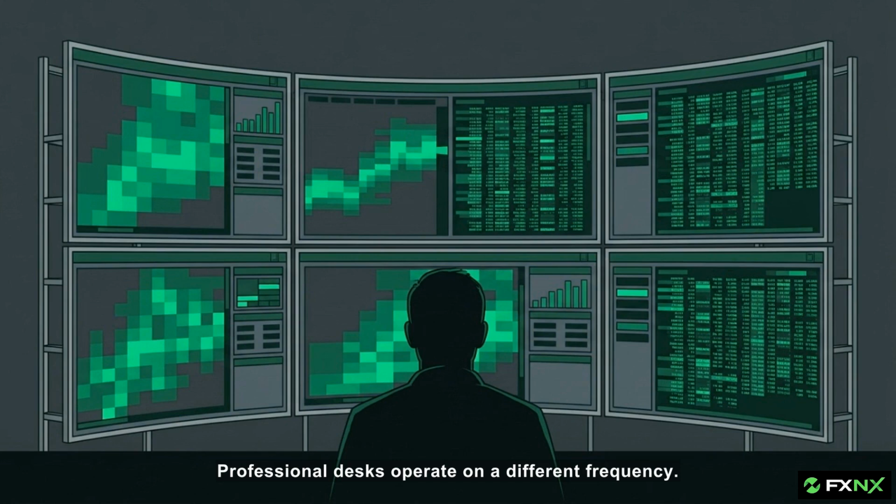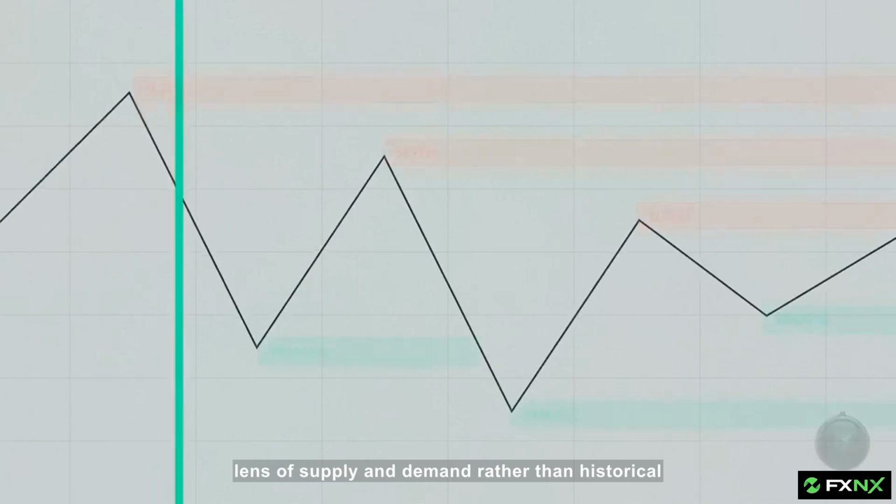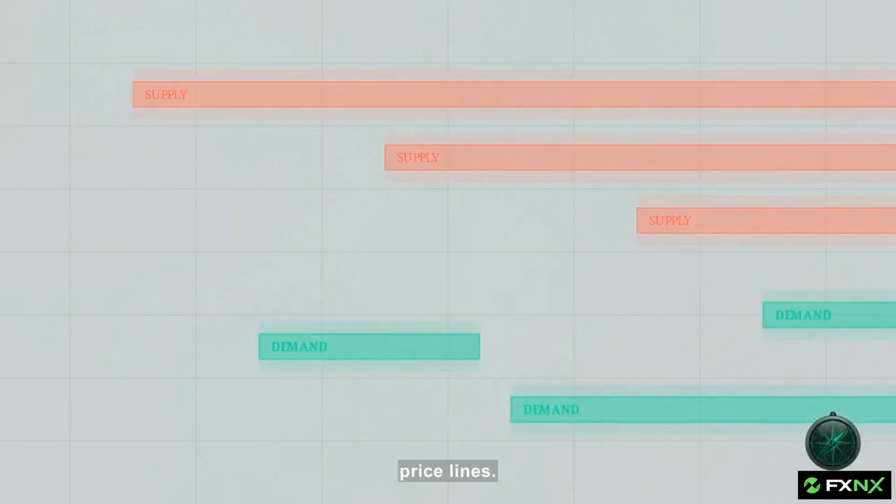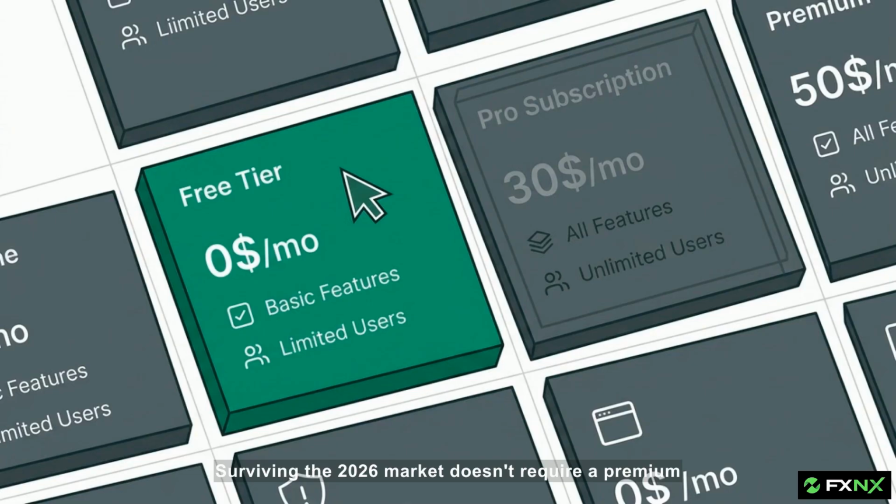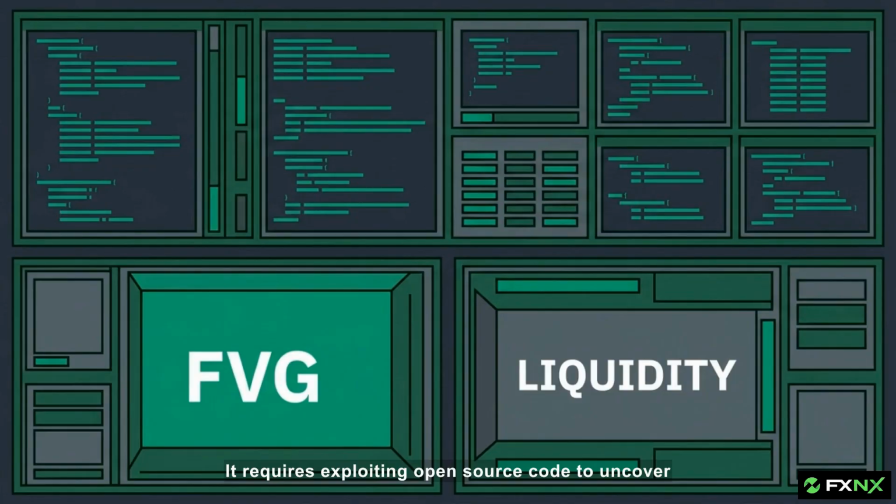Professional desks operate on a different frequency. They map high-velocity order flow and target active liquidity pools, viewing the market through the lens of supply and demand rather than historical price lines. Surviving the 2026 market doesn't require a premium software subscription. It requires exploiting open-source code to uncover the same market structure data used by institutional traders.